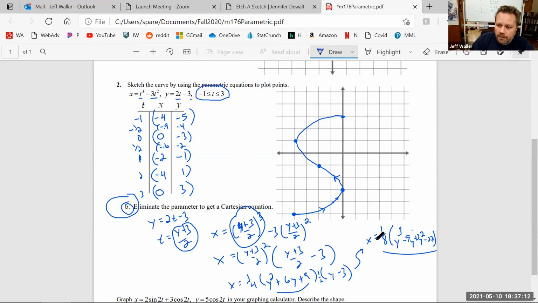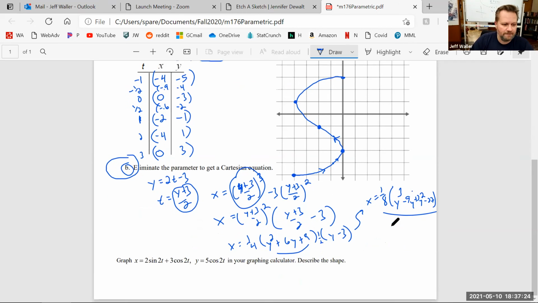But that's what you try. That's the first thing you try: can you solve easily for t, and then just plug it into the other equation? If you cannot do that, you try to get a little creative. If it's trig functions, you think about identities, right?